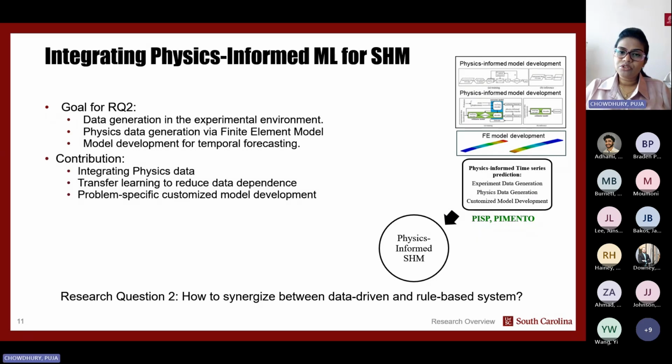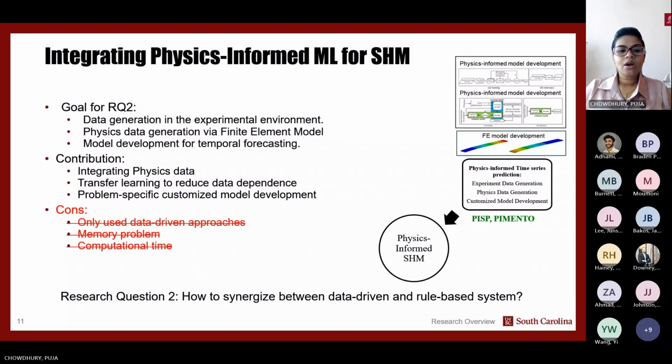What are the contributions? The contribution actually starts with two models. The first model is integrating physics data. The second one is transfer learning to reduce data dependency. In both cases, we made two problem-specific custom models named PISP and Pimento. And also, the good point is that this solution solves all the cons of research area 1.